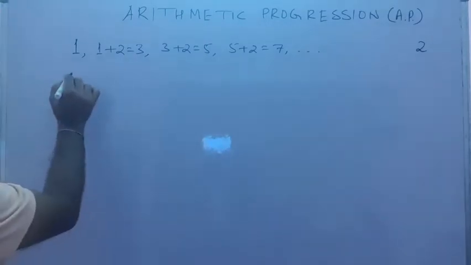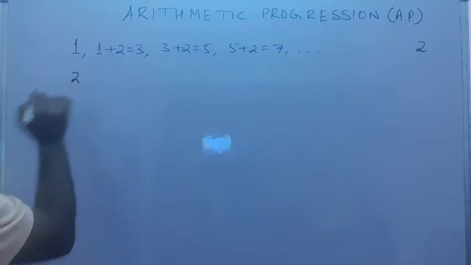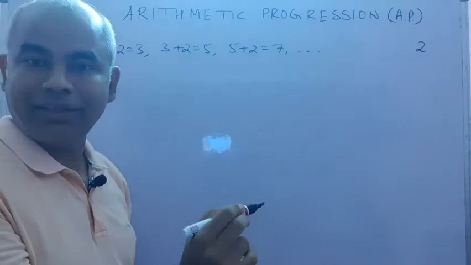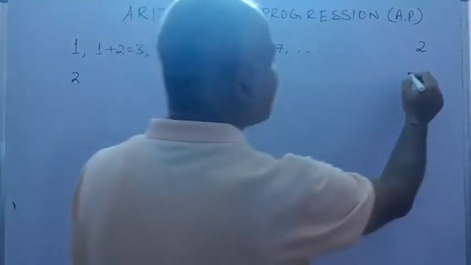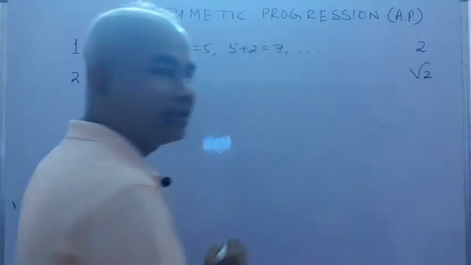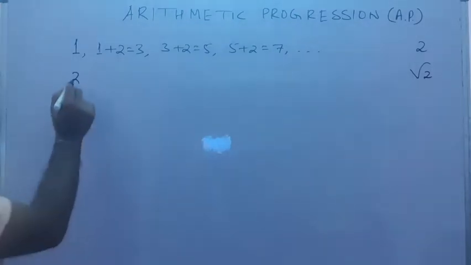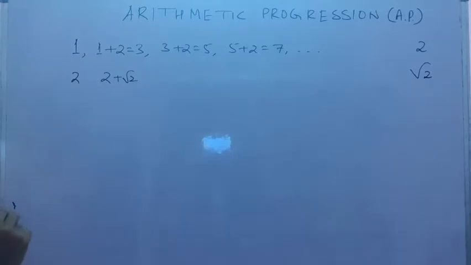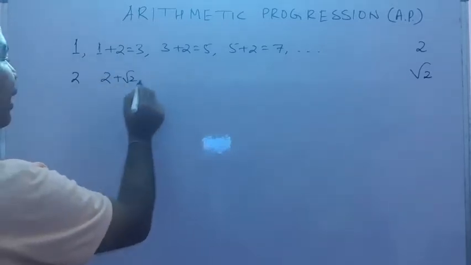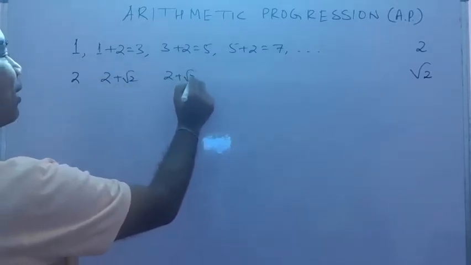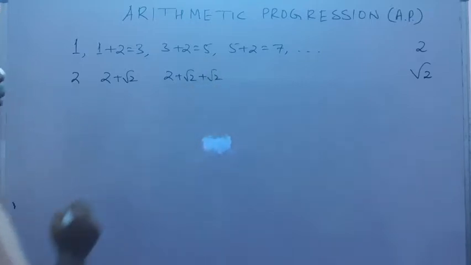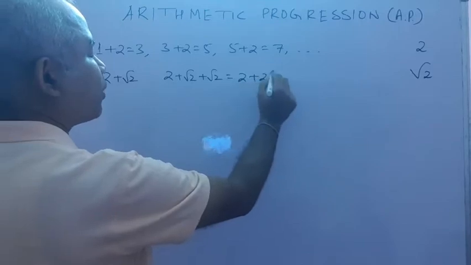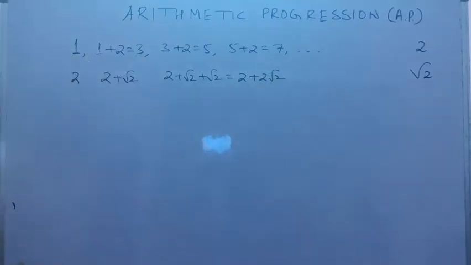Next, suppose another one. Suppose I start with 2. Next I want to add a constant, as I told you. Suppose the constant is root over 2. So 2 plus root 2. In this way I get the next number. With this I again add root over 2. That means with the second number again I add root over 2, so it becomes 2 plus 2 root over 2. Root over 2 plus root over 2 becomes 2 root over 2.